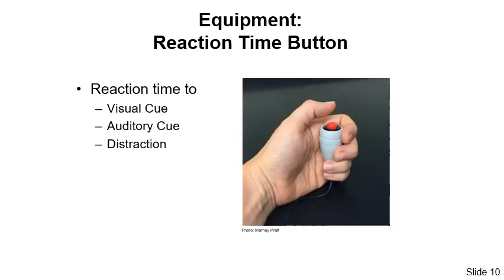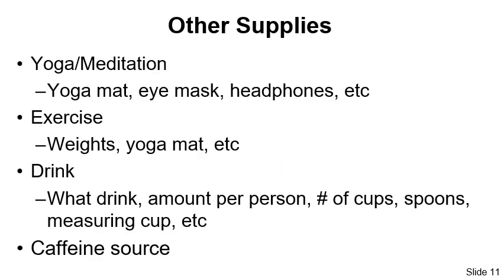We can also measure reaction time with the reaction time button. It's just simply a button that you press. So there may be a visual cue, a sound cue, or some kind of distraction that you're reacting to, and seeing how quickly you can react. So we can measure reaction time, which is a variable people are interested in looking at, the effect on attention, or how quickly you can react to things.